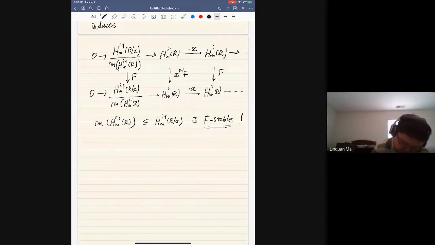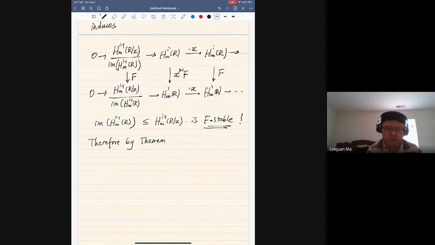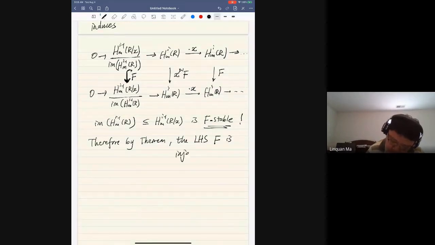All right. Therefore, by the theorem that I just proved, since remember we are assuming R mod x is F-split, not merely that it is F-injective, the previous theorem says precisely that the induced Frobenius action on H_m^i of R mod x, modulo any F-stable submodule, is injective. So the left-hand side F is injective.